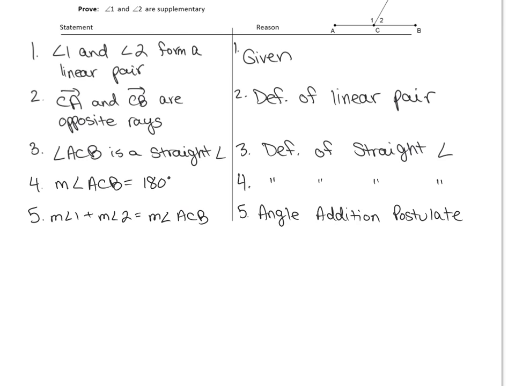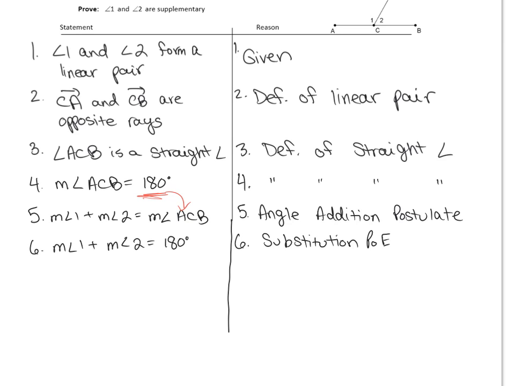All right. And what's more important, though, is that this straight angle here adds up to 180 degrees. So I'm going to plug that in right there. So I'm now able to say in this step that the measure of angle 1 plus the measure of angle 2 must add up to 180 degrees by the substitution method. So substitution property of equality.